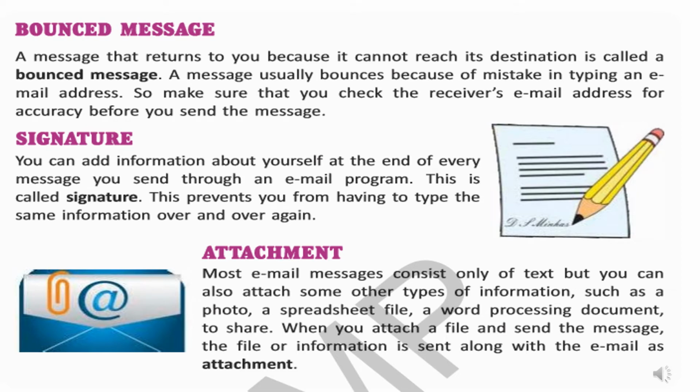Next we have signature. There is no need to write your name or other information about you at the end of each email if we use the option of signature. If we turn on the signature option, it will automatically add your signature at the end of each email. Next we have attachment. Attachment is a wonderful option. By attachment we can send text, documents, spreadsheets, PowerPoint, video, audio, any file attached with our email as an attachment.